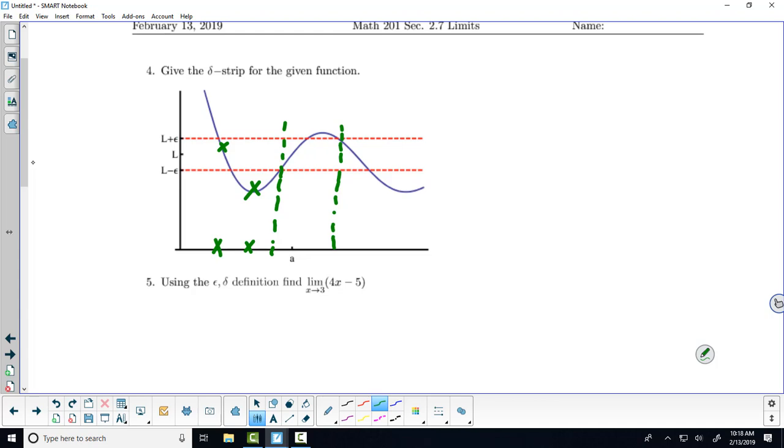Oops, somebody's raising their hand. I think I missed it. Thank you, folks. I missed it over here. Where should this be? It should be right here. Thank you. Good catch. Good catch.